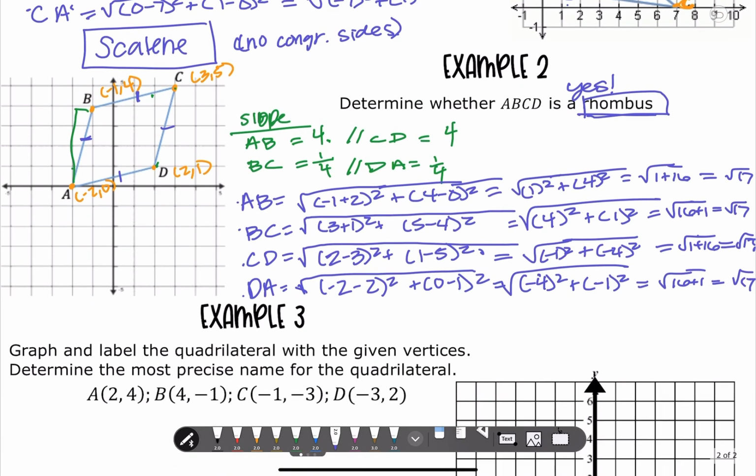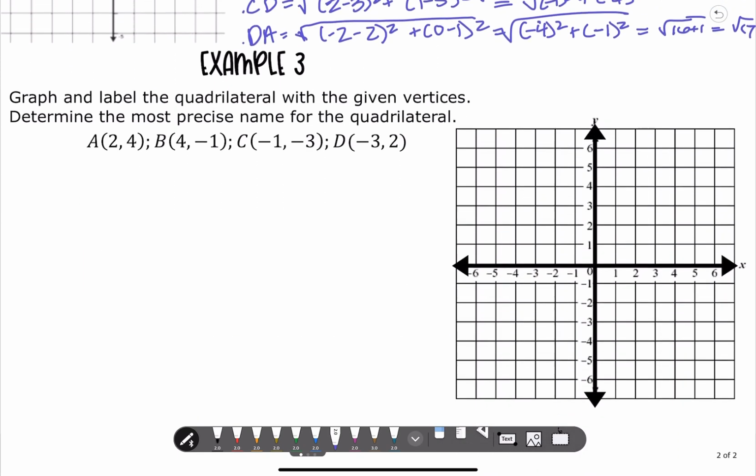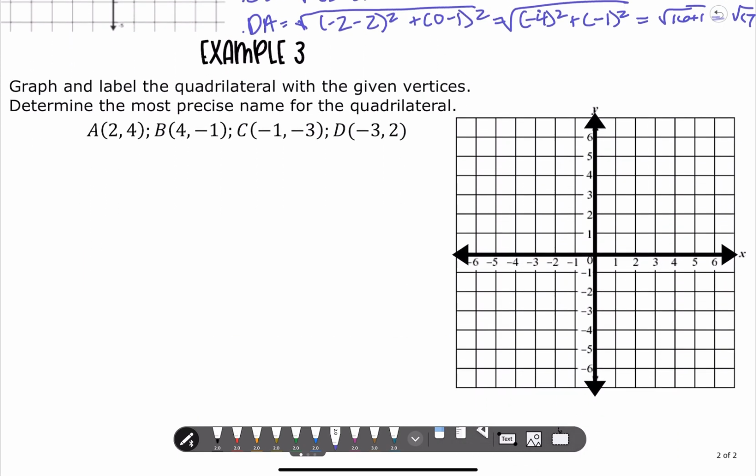Now, I'd already told you to expect that a little bit. Now you get something like this. No graph, I just give you the points. And honestly, this one's usually a little bit easier for me. What I like to do, I always sketch.